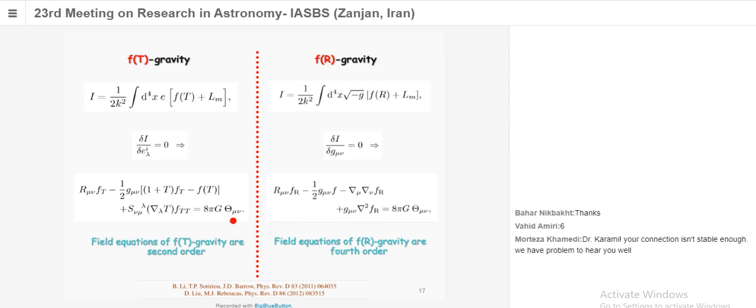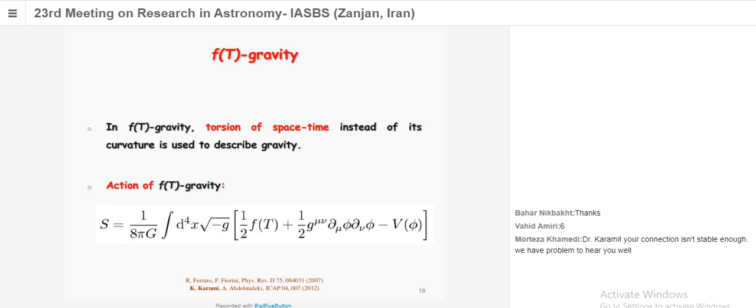The main difference between f(R) and f(T) gravity is due to this term appearing in the field equations of f(R) gravity. Field equations in f(R) gravity are fourth order, but in contrast, in f(T) gravity, the field equations are second order. As you know, working with a second order differential equation is much easier than fourth order, like f(R) gravity. This is a main motivation for people to consider and study different subjects in cosmology, but in the framework of f(T) gravity, like dark energy and like inflation that I said here in this presentation.